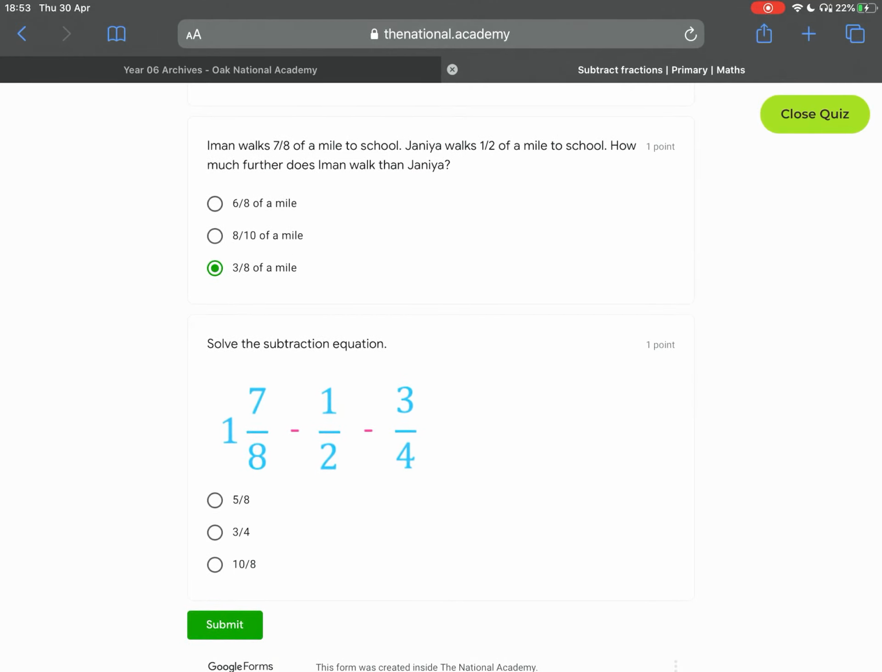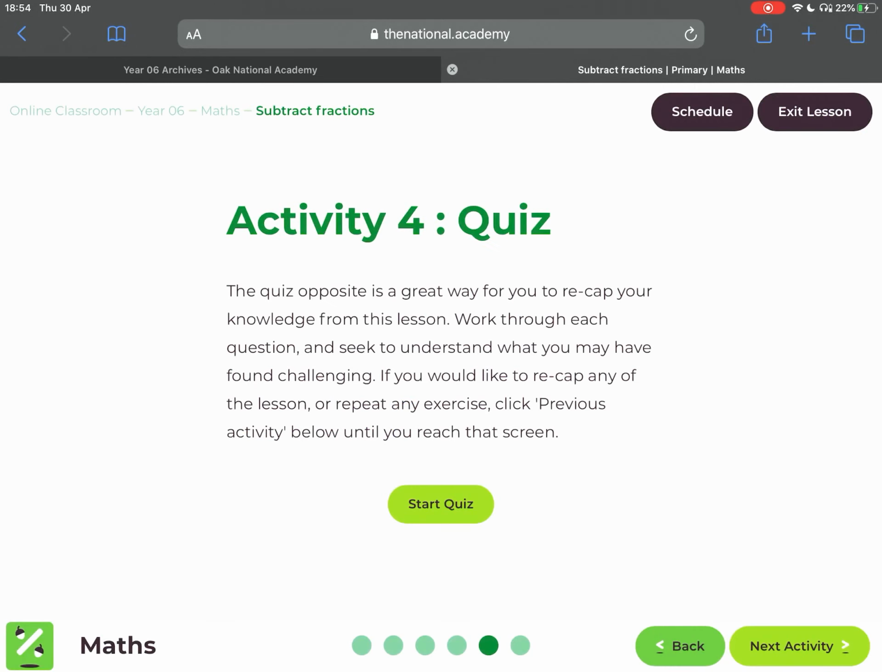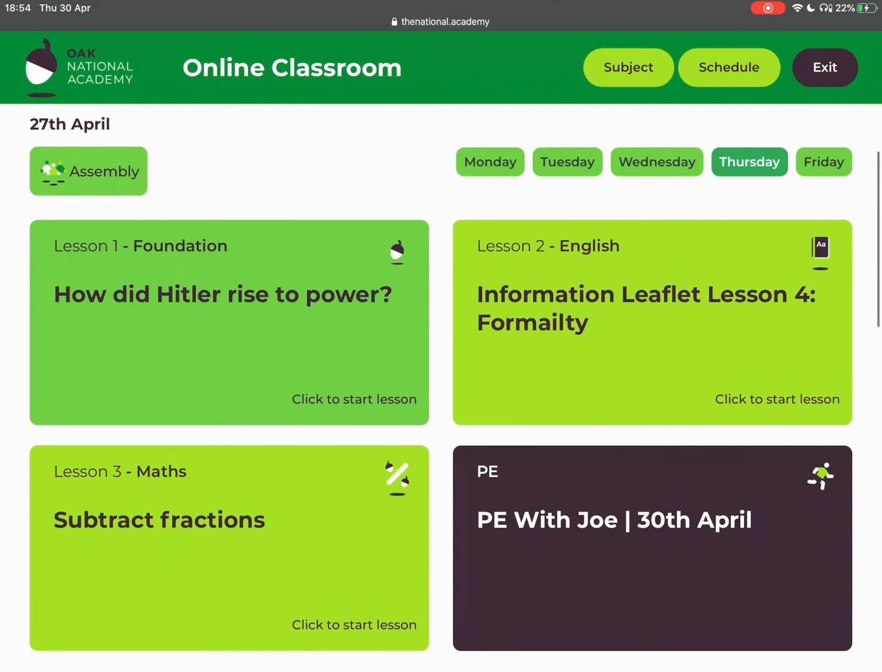Solve the subtraction equation. Here we times the quarter by 4 to make it 4/8, and we'll still have 1 and 3/8, and then times the 3/4 by 2 to get 6/8, and then we'll have, no, sorry, not 3/8, 5/8. There. After you've done that, you've done your quiz, and also you have finished your lessons. You finished the lessons.